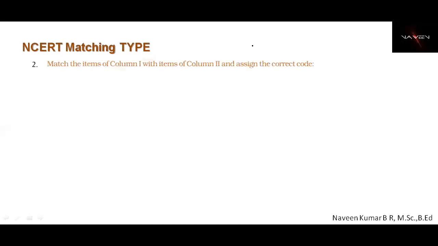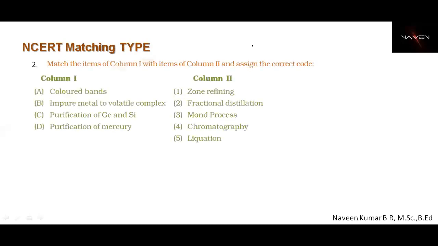We'll go for the second matching type question. Now, if we observe, it is related to the purification refining concept. They have given the column 1 information and are asking us to match with column 2. We'll find the correct code for the answer. First we'll just observe what information is given.